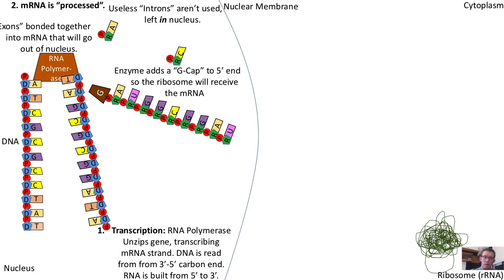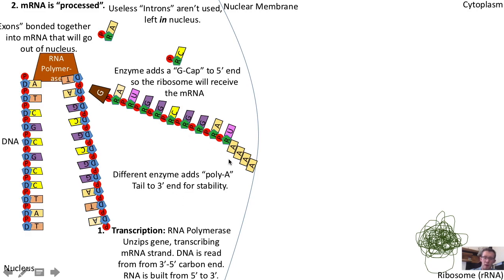And last, before the messenger RNA leaves the nucleus, there is a guanine triphosphate cap added to the 5' end of RNA. Which will allow the ribosome to accept the mRNA. And there is a tail added onto the 3' end of the mRNA made of adenine. And so this is often abbreviated to the poly-A tail.